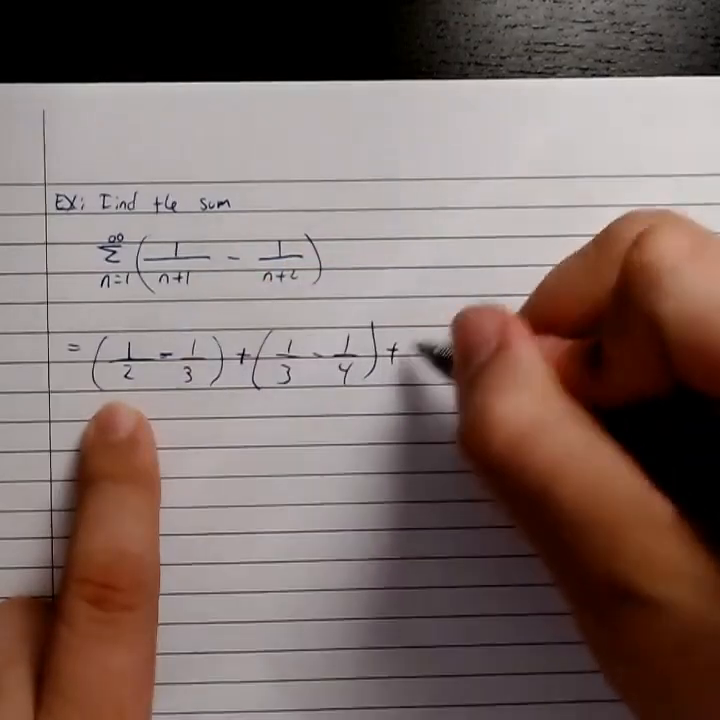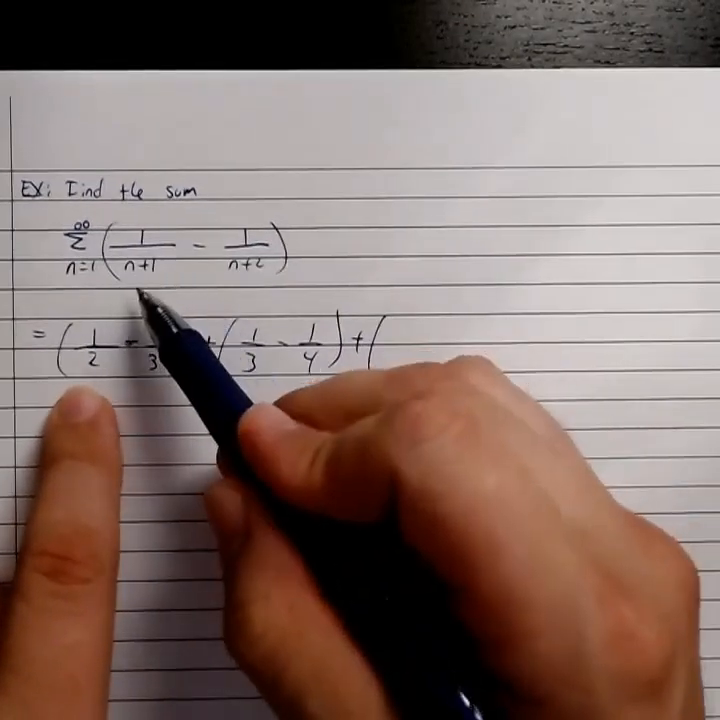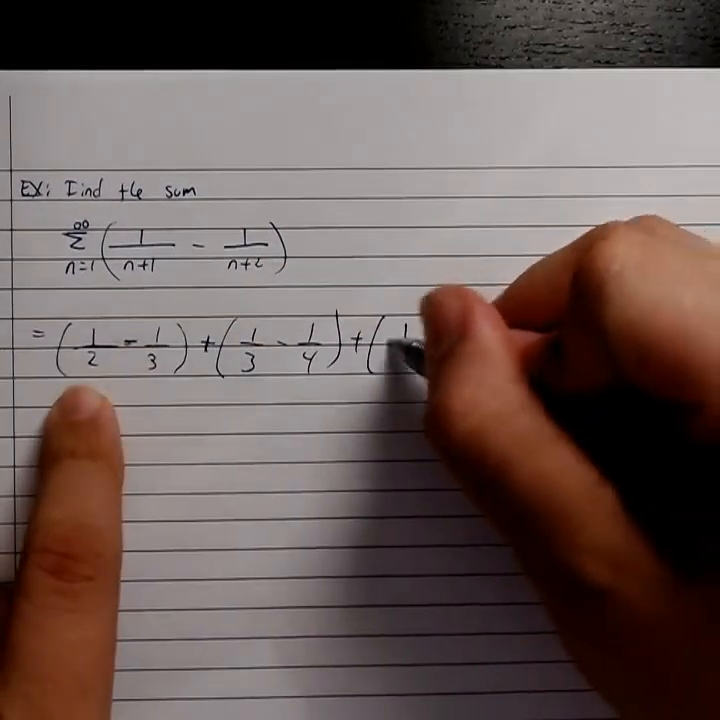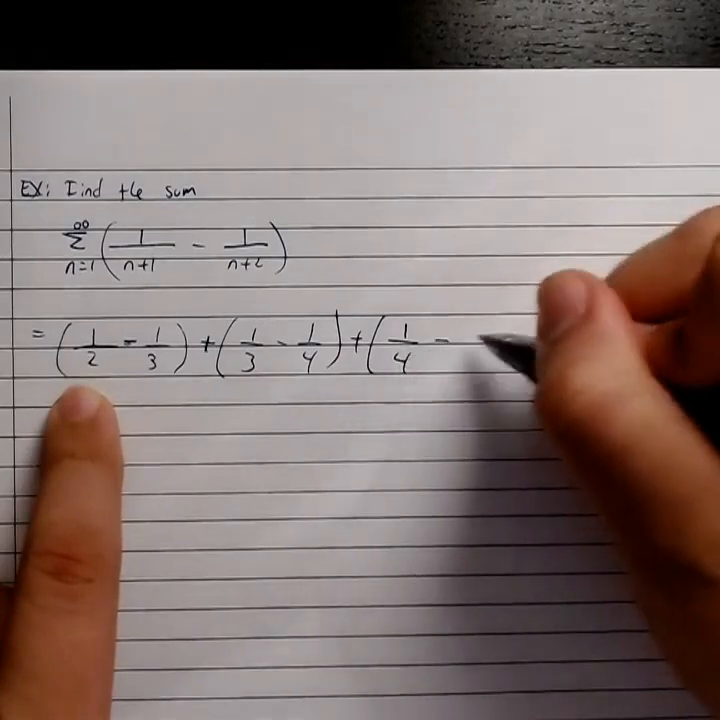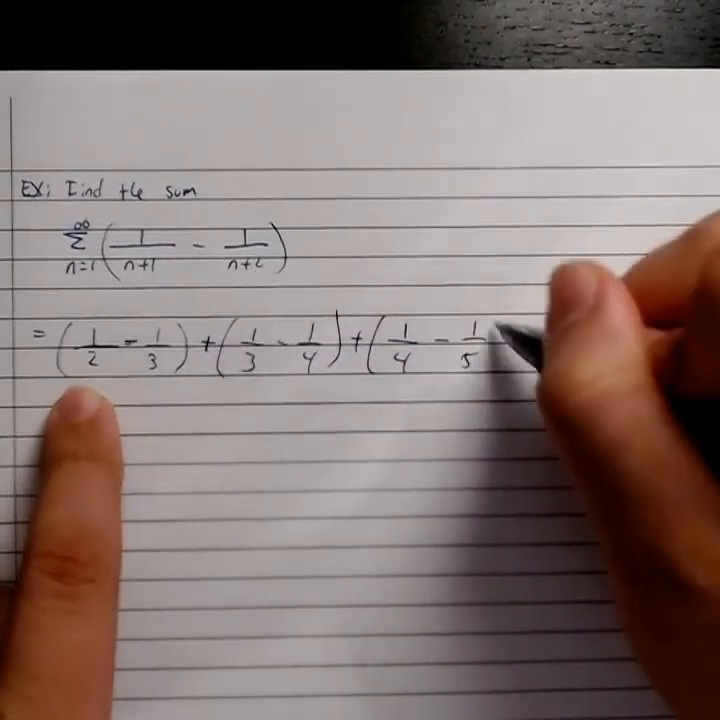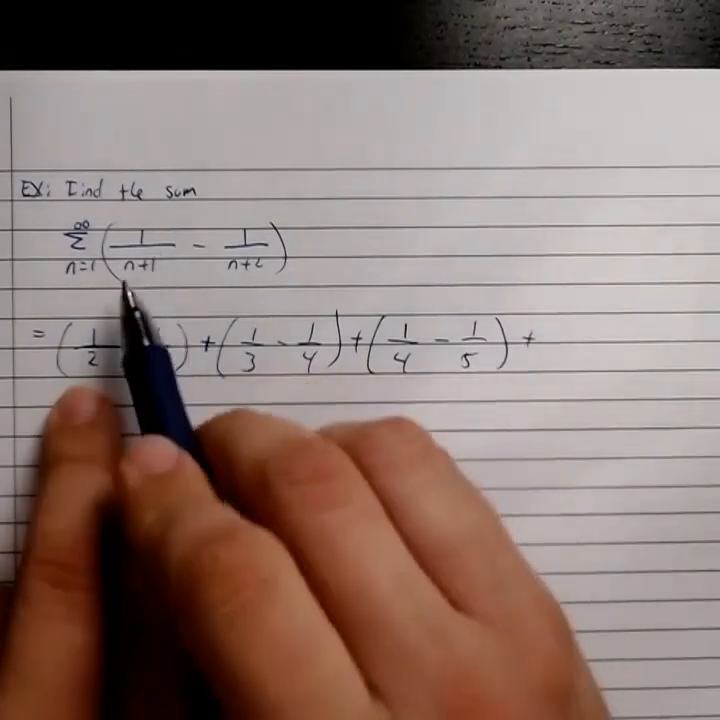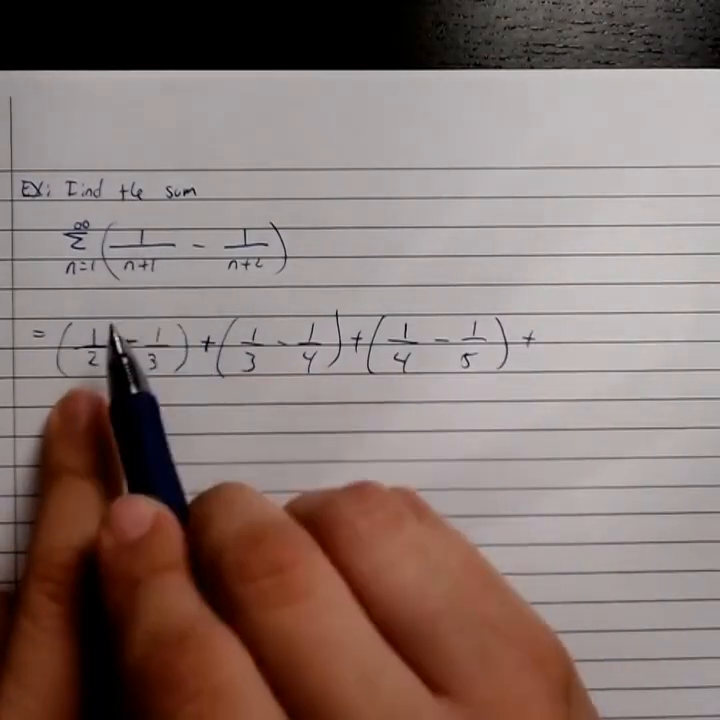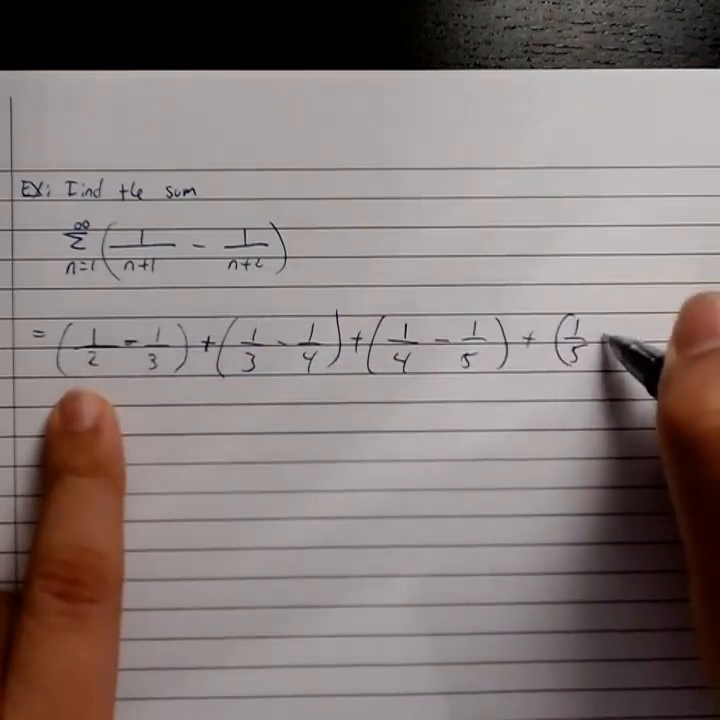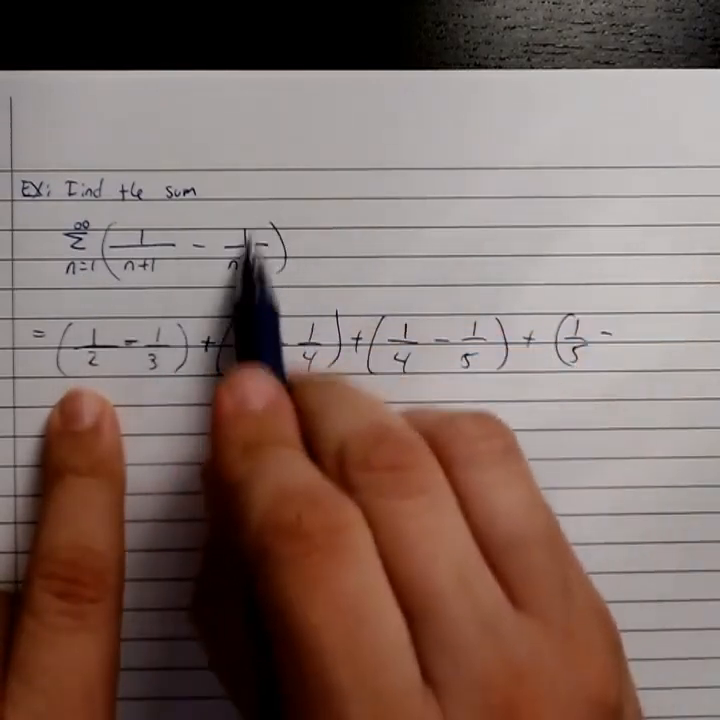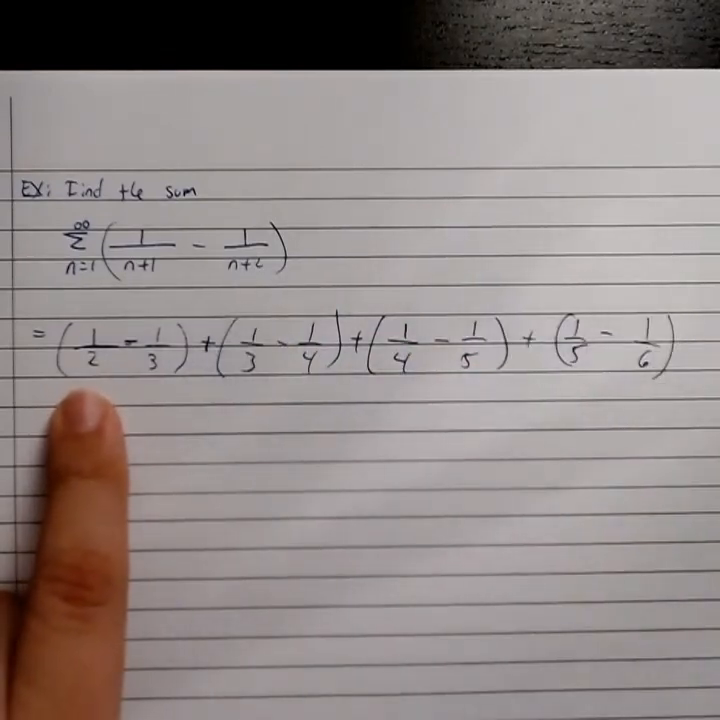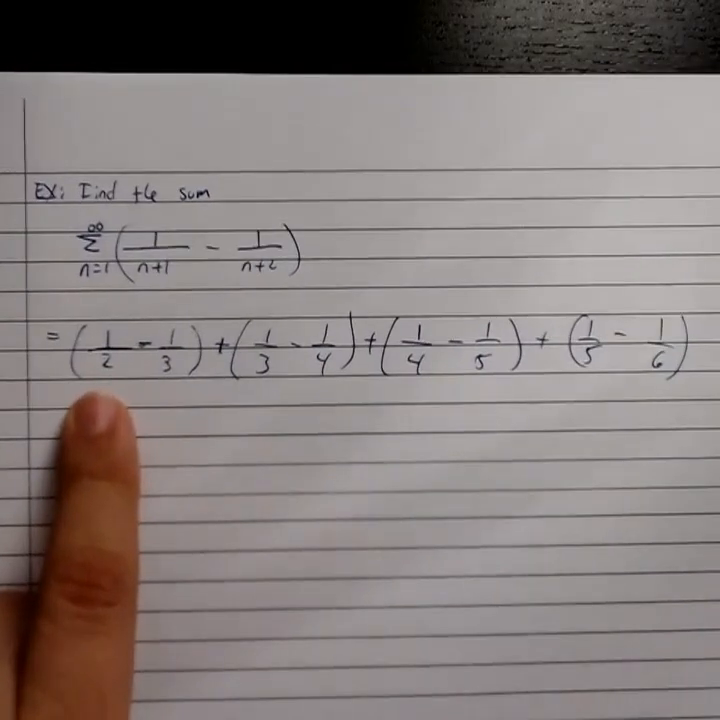Okay, plus. Now if n is equal to 4, no, I'm sorry, I'm at the third one. If n is equal to 3, that's 1 over 4 minus 1 over 5. Plus, let's see here, that's going to be the fourth term, so that's 1 over 4 plus 1, that's 1 over 5, minus 1 over 4 plus 2, that's 1 over 6.